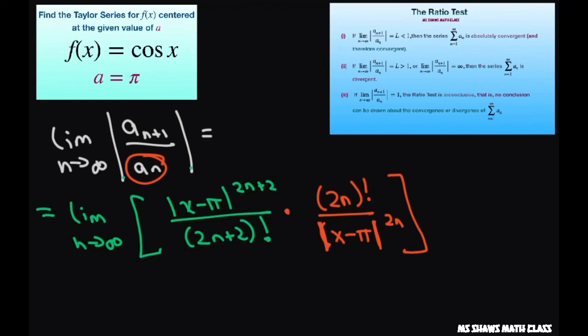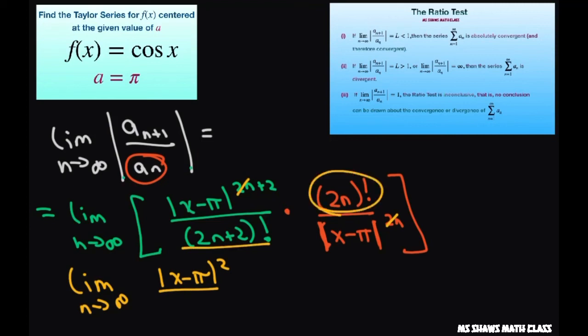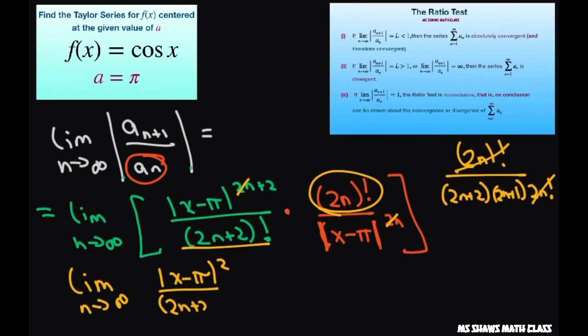Simplifying this, we get the limit as n approaches infinity. And what happens here is the powers of 2n cancel. So we basically just have the absolute value of x minus pi squared. And for this part here, I can write this as 2n factorial divided by 2n plus 2 times 2n plus 1 times 2n factorial. Just keep going down 1. So those cancel out, and you're left with 2n plus 2 times 2n plus 1.